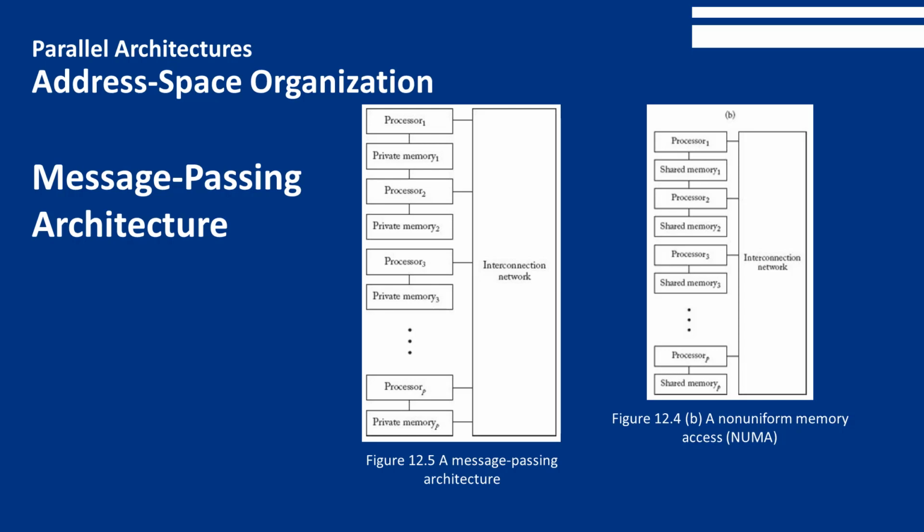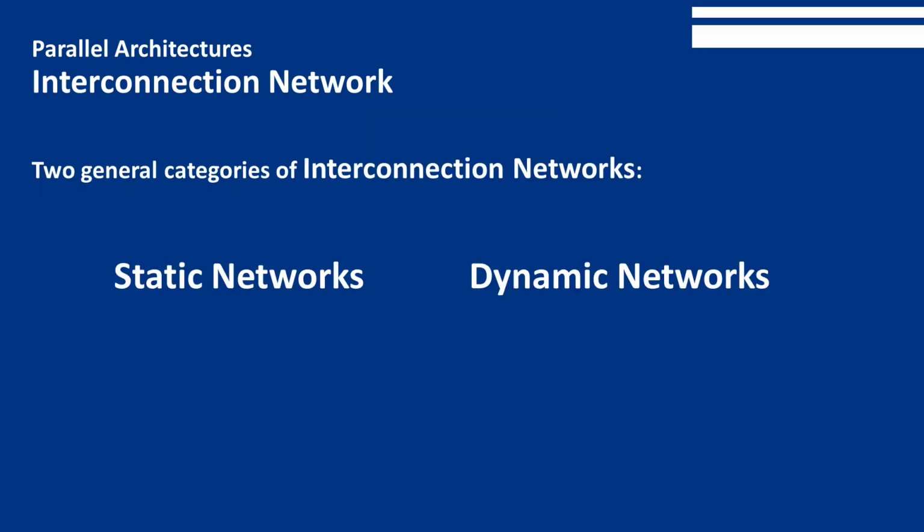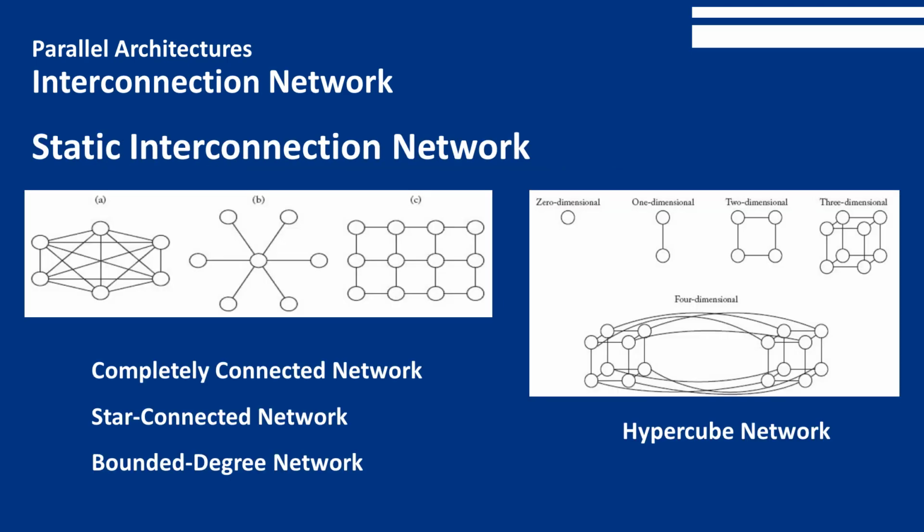Finally, we proceed to interconnection networks. There are two general categories of interconnection networks: static and dynamic. Static networks are typically used to construct message passing architectures, whereas dynamic networks are typically used to construct shared address space architectures. A static interconnection network contains direct links between processors and is sometimes called a direct network. It should be clear that the reason why static networks are ordinarily used to implement message passing architectures is that the processors in such networks are directly linked, enabling the flow of messages.